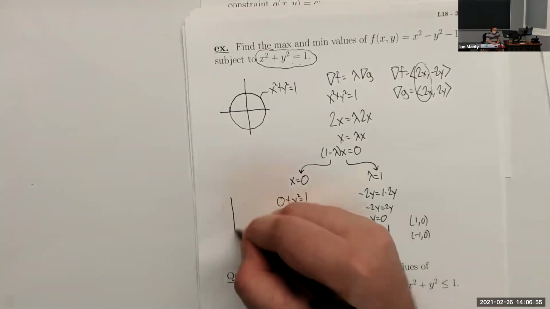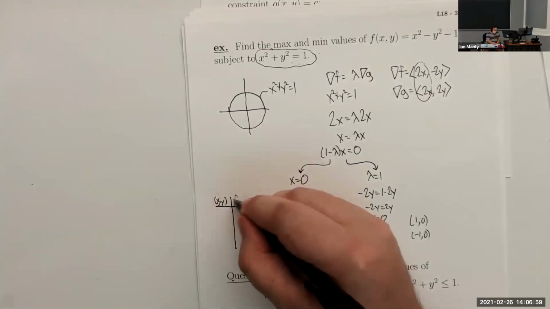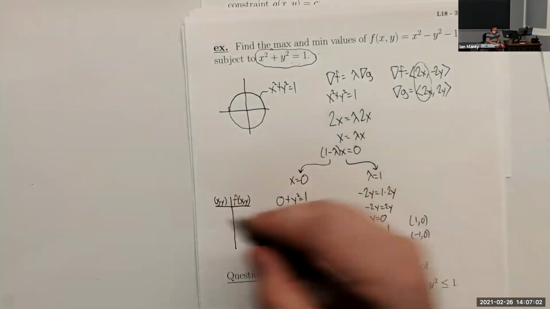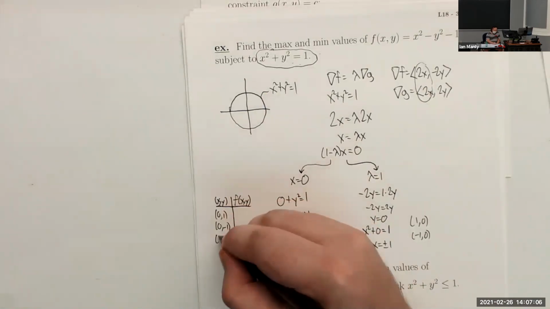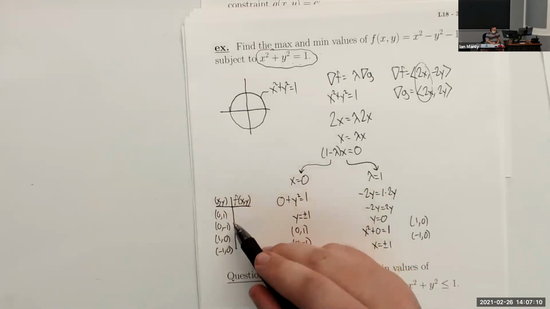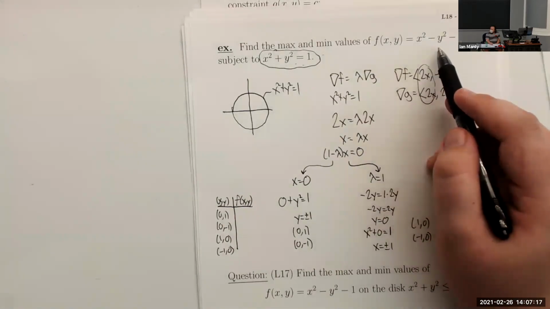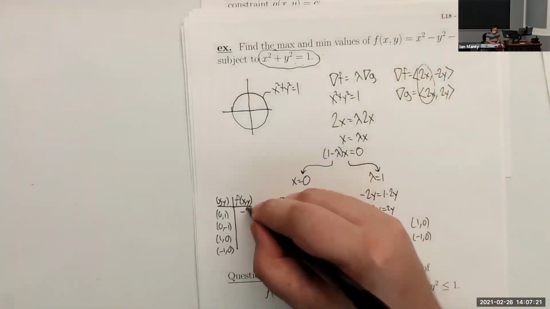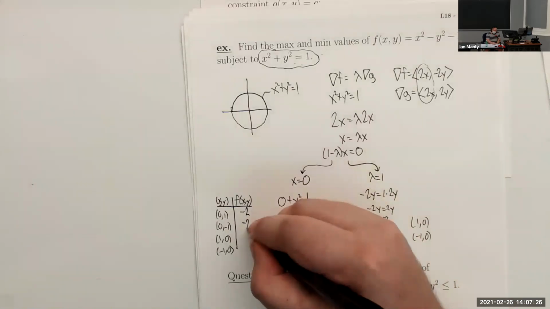So I'm not quite done yet. Remember, we need to make our comparison. Let's make our little chart over here, have our little competition to see which one's the biggest, which one's the smallest. And let's see here. So if I plug 0, 1 into my original equation right here, let's see, what am I going to get? It looks like I'm going to get negative 2. If I plug 0, negative 1 into here, it looks like I'm going to get the same thing.